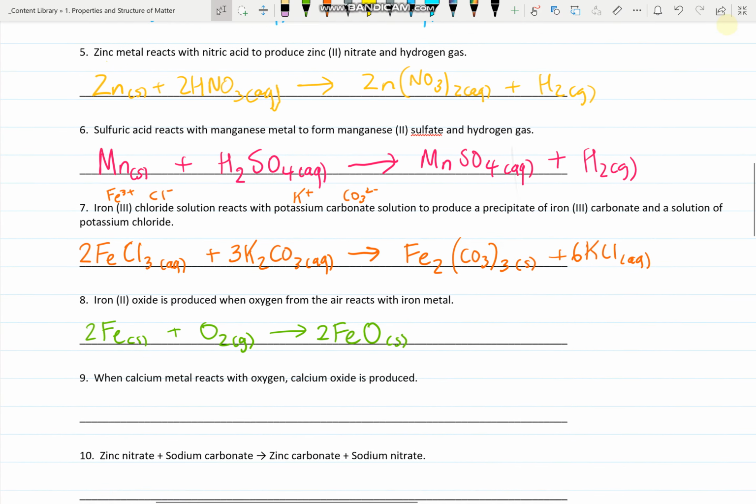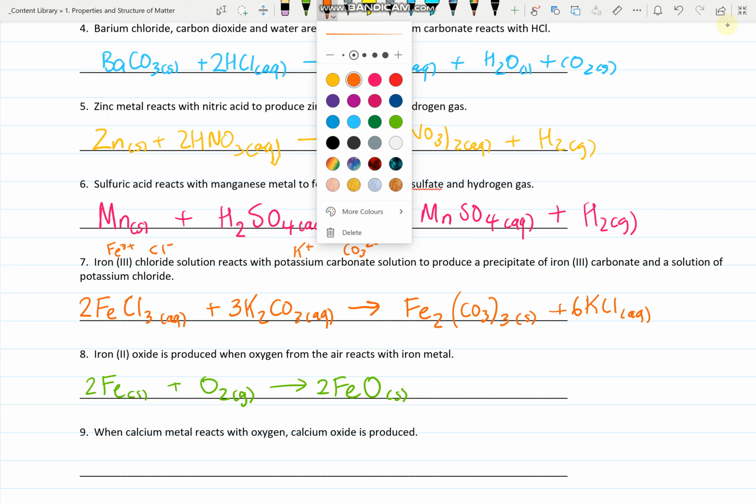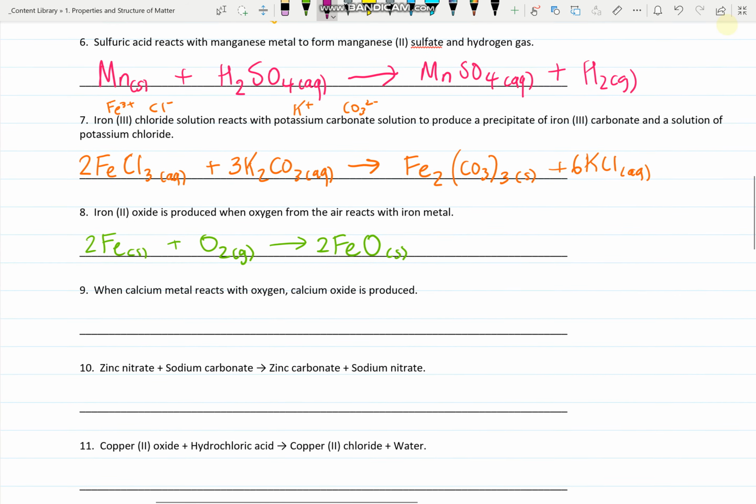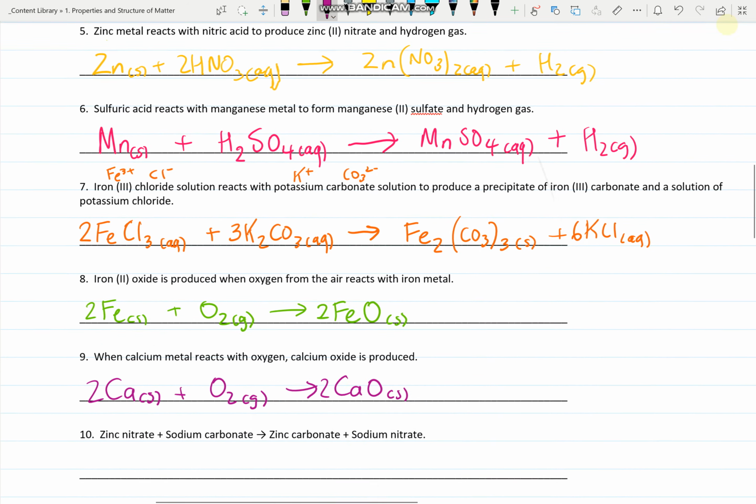Okay, after pink, after green, purple. Okay, calcium metal reacts with oxygen. This is the same thing. Easy. Calcium solid plus oxygen gas goes to calcium oxide solid. 2, 2. Easy. After purple comes light blue.